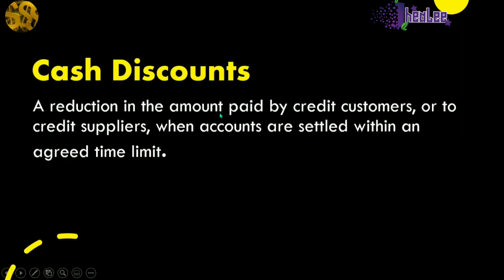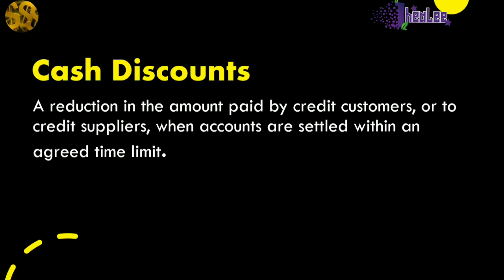I have indicated earlier that the three-column cash book has two columns for discounts, one on the receipt side and one on the payment side. Those discounts are classified as cash discounts. What is a cash discount? This is a reduction in the amount paid by credit customers or to credit suppliers when accounts are settled within an agreed time limit.